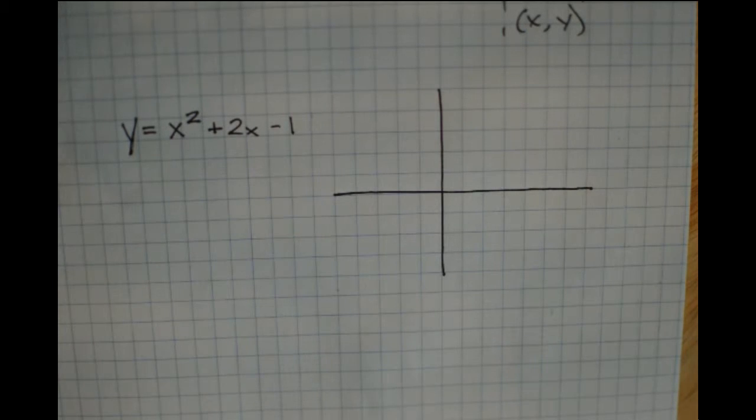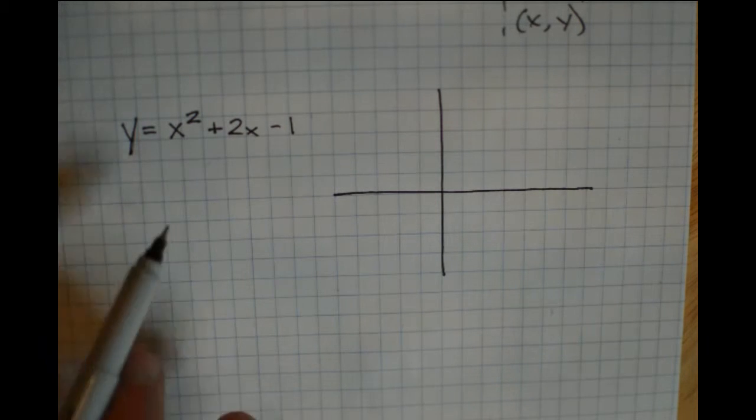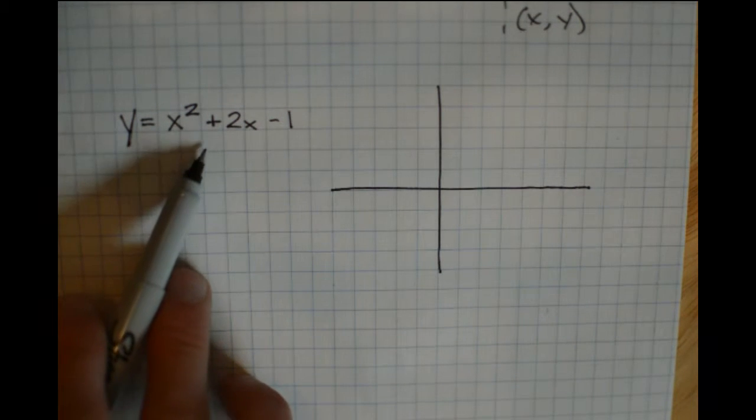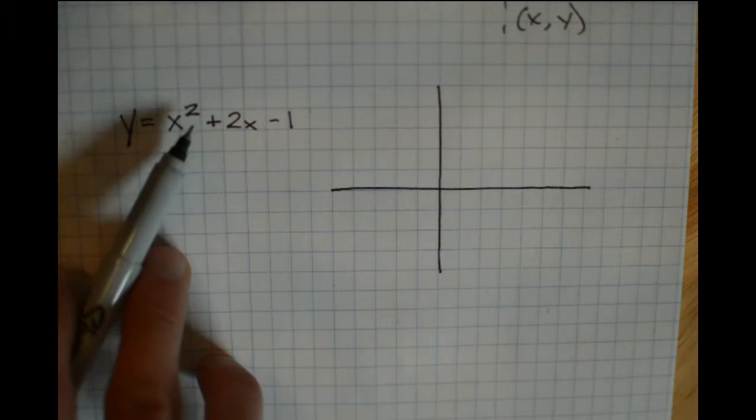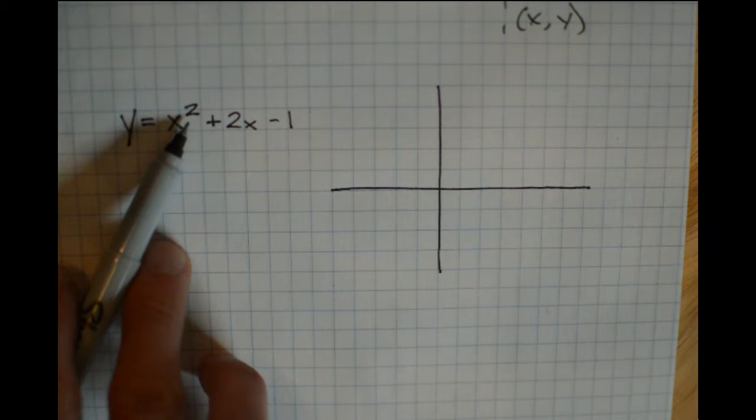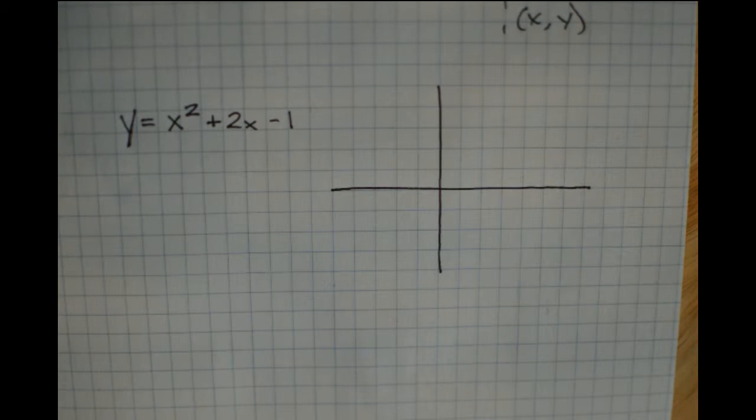In this video, we're going to take a quick look at how to graph a quadratic function by hand. So I have this quadratic function here, y equals x squared plus 2x minus 1, and I know that's quadratic because it has this highest power of 2. So I know this is going to graph as the U-shaped graph called a parabola, and I just don't know exactly where it's going to be.